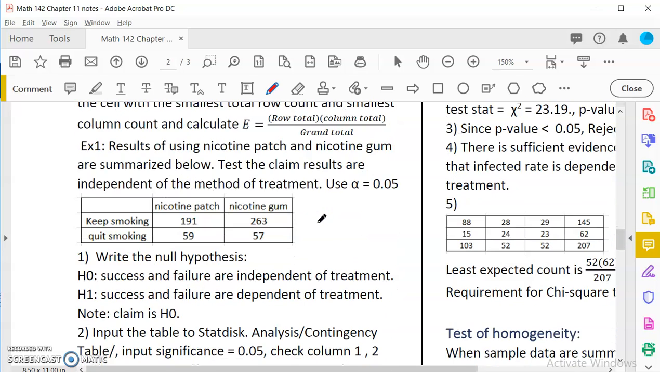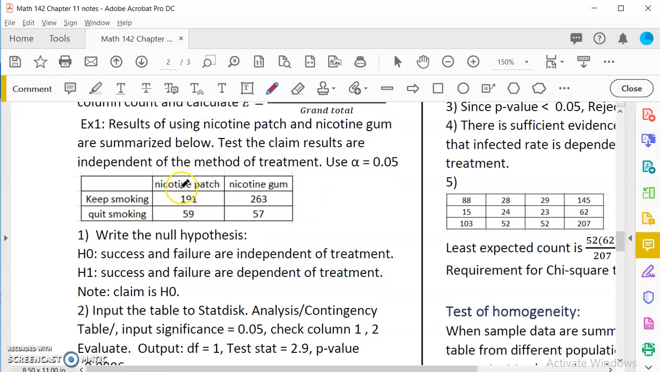Okay, so let's do an example. Someone is trying two treatments to quit smoking, nicotine patch and nicotine gum, and this is the data. So both of them are not very successful. Only a small amount of people would quit smoking after maybe not too long. Maybe it's a month. I don't know. They didn't say anything. So it's very hard to quit smoking. So don't start.